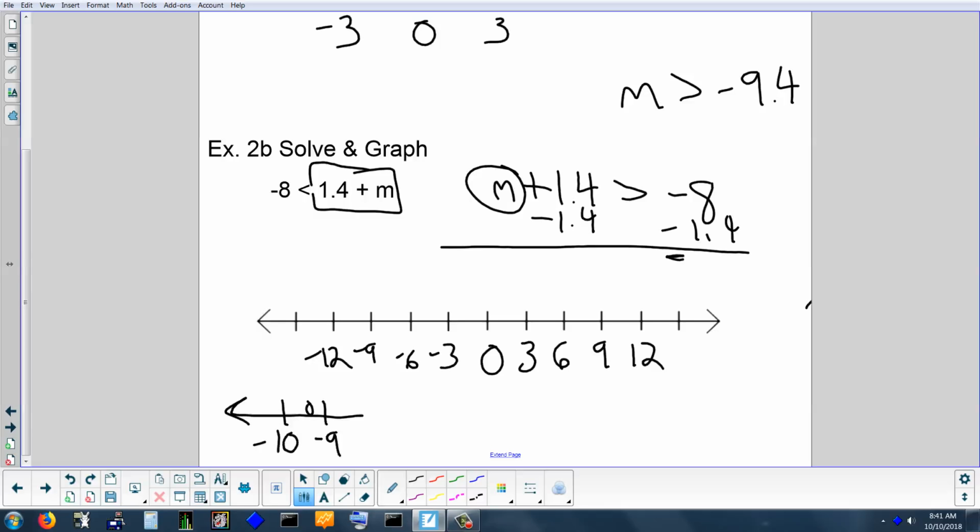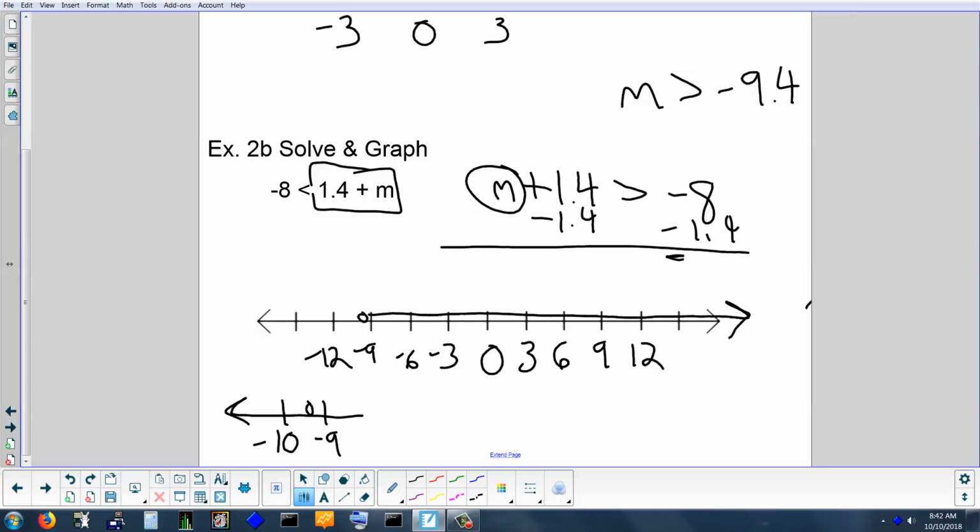But here, I'm going by threes, right? So I'm going to be a little bit closer to 9. Gigi, what type of circle am I going to put? Open, right? I'm going to open, close to 9. Right there. Bethany, what direction is my line going to go, my arrow? To the right, good. Draw my line.